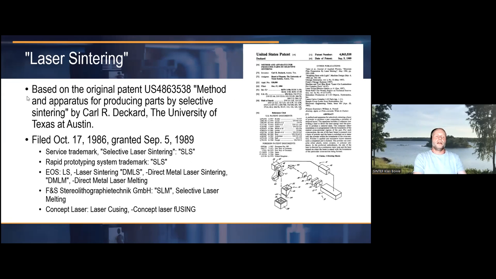What is sometimes confusing is the name laser sintering. It was a process based on the first patent developed by Carl Deckard at the University of Texas at Austin. He filed it in '86, and it was granted in '89. And he made a trademark, selective laser sintering, SLS. The problem is, Carl was a brilliant guy in many ways, and a very nice guy too, but he was not an expert in material science. So when he called this sintering, it was because it was fusion of powders.